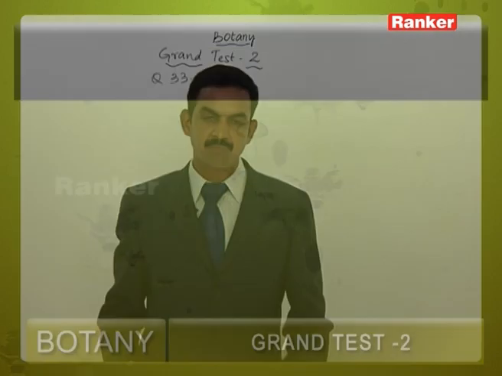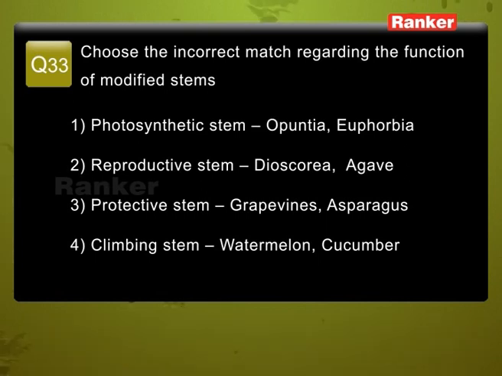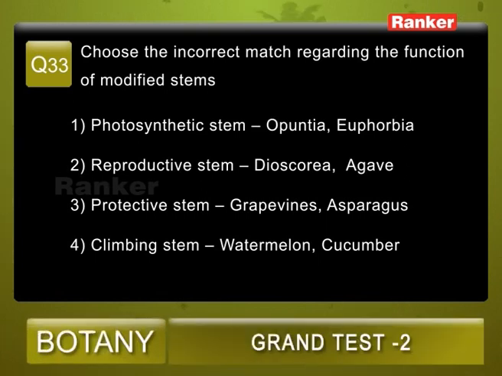Question number 33. Choose the incorrect match regarding the function of modified stems. 1. Photosynthetic stem, Opuntia and Euphorbia. 2. Reproductive stem, Dioscorea and Agave. 3. Protective stem, grapevines and asparagus. 4. Climbing stem, watermelon and cucumber.